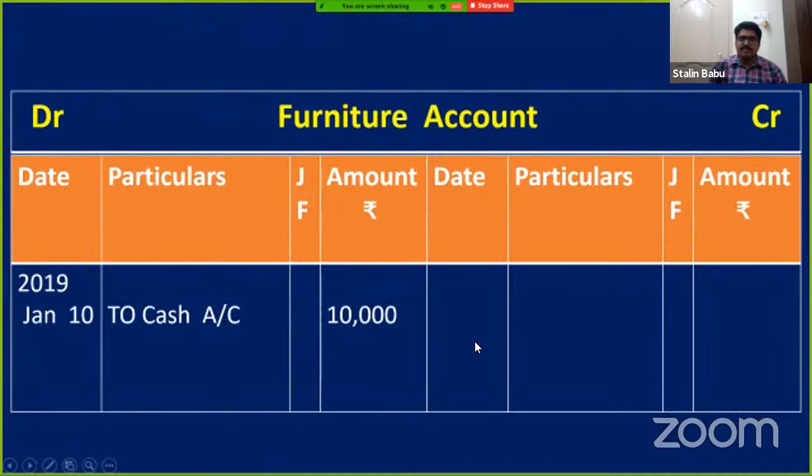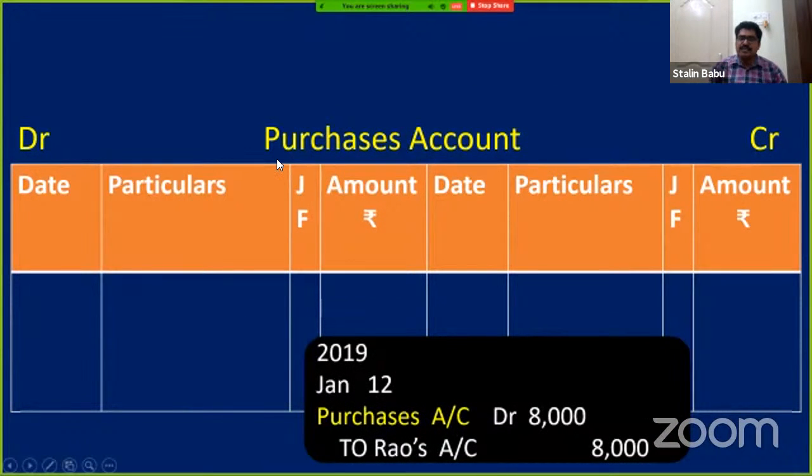Okay. What is the next account? Purchase account. Purchase account is involved on January 12th. What is the journal entry? Purchases account debit to Rao's account. Which account are we preparing? Purchase account. We have to check whether the purchase account is debited or credited in the journal entry. In the given journal entry, the purchase account is debited, so we have to post on the debit side.